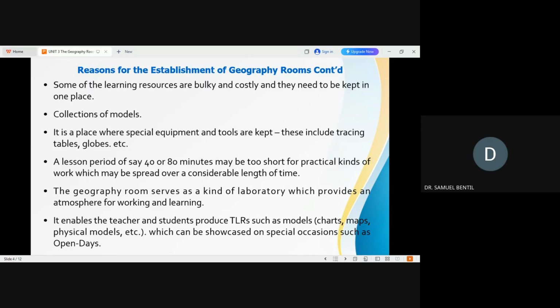Because the time available for some of the practical works is not enough, there is a need for some of these geography rooms so that they can spread over their practical works, their unfinished works, and leave it there without any compromise or any distraction. Then subsequently, they can come to it.